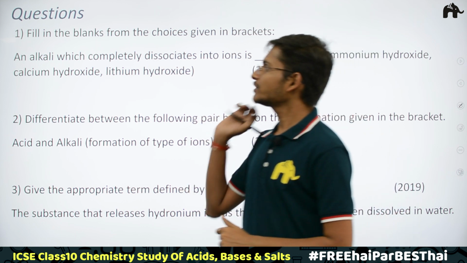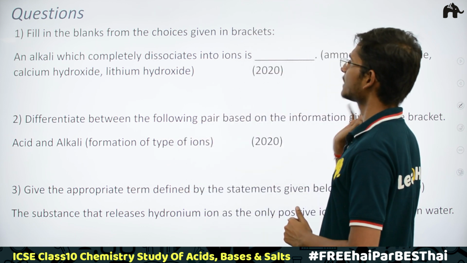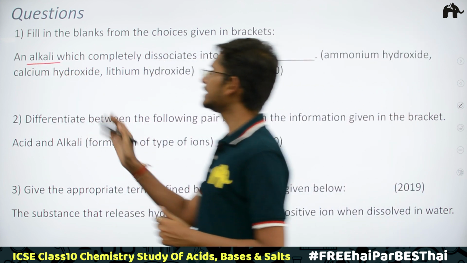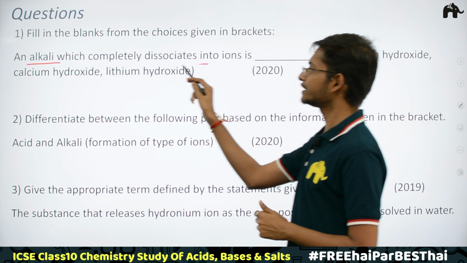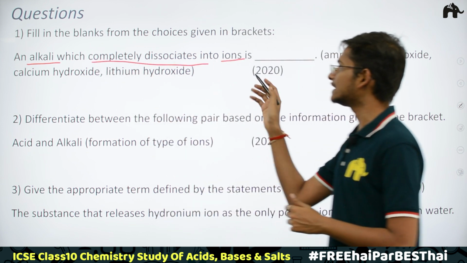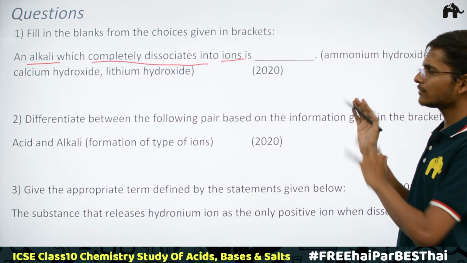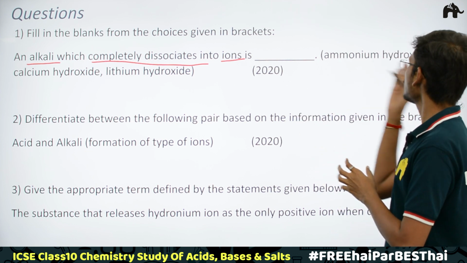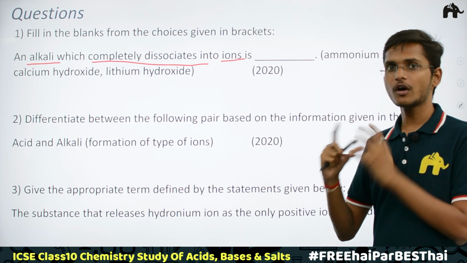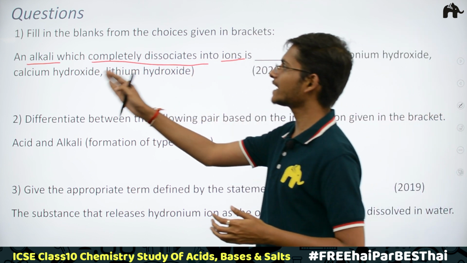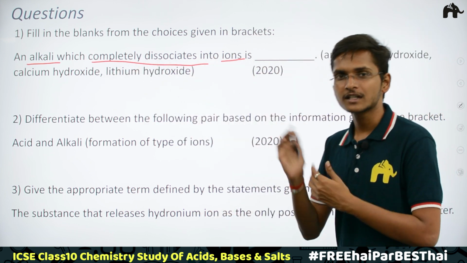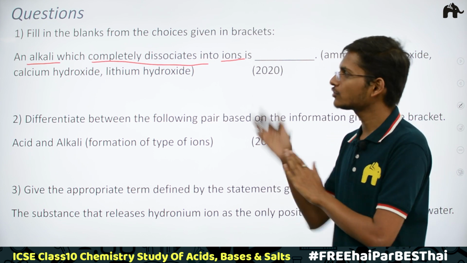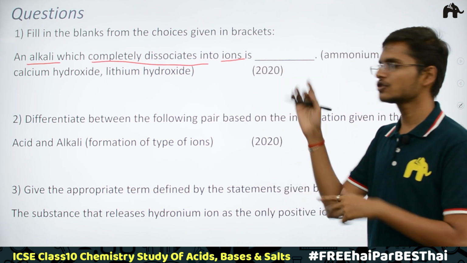Okay, so first one is fill in the blanks from the choices given in the brackets. An alkali which completely dissociates into ions is dash. In the sense they are asking us which among these three is a strong alkali, because strong alkalis are the alkalis which completely dissociate into ions, right? Weak alkalis do not completely dissociate into ions. So they are asking us which among these three is a strong alkali.